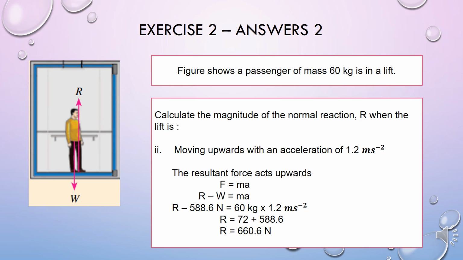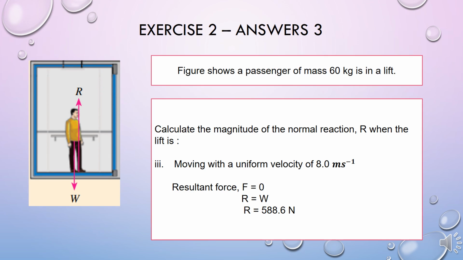Okay, let's proceed to the answer for question number 2. When the lift is moving upwards with an acceleration of 1.2 meters per second square, we can use the formula F equal to ma. F is equivalent to R minus W equal to ma. So R minus 588.6 Newton equal to 60 kg multiplied by 1.2 meters per second square, you will get the normal reaction R 660.6 Newton.